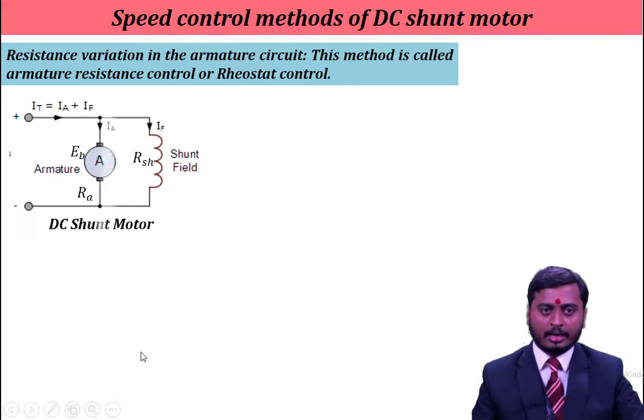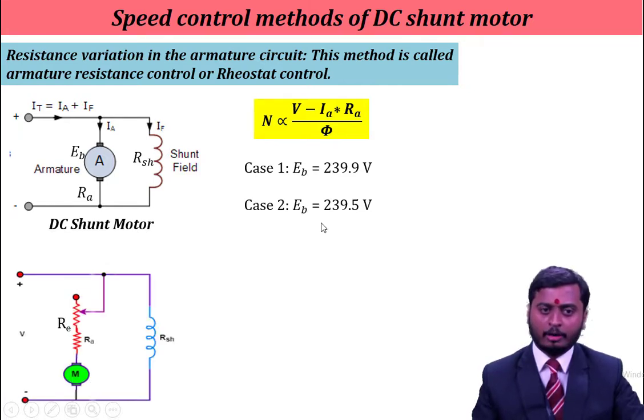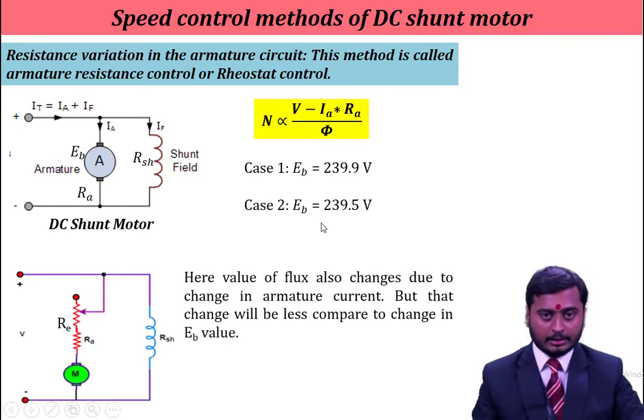Now here again we will discuss N directly proportional to V minus IA RA upon phi. This is a formula. So in case 1 we already discussed that EB was 239.9 volt. In case 2 it was 239.5 volt. So as here whatever value of flux phi, it is also going to change, but the change in the flux phi is very little compared to the change in EB. So therefore here we have a direct control of EB on speed, that is N.